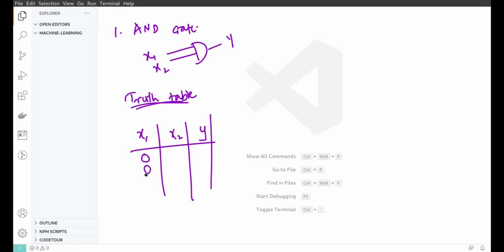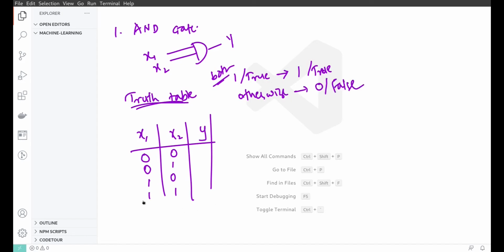So all the possible combinations: 0 0, 0 1, 1 0, 1 1. And you just need to remember one thing in the AND gate: whenever both inputs are 1 or true, then the output is 1 or true, otherwise the output is 0 or false. So in this case we can see that when both inputs x1 and x2 are 1, then the output is 1, and the rest of the time it is 0.